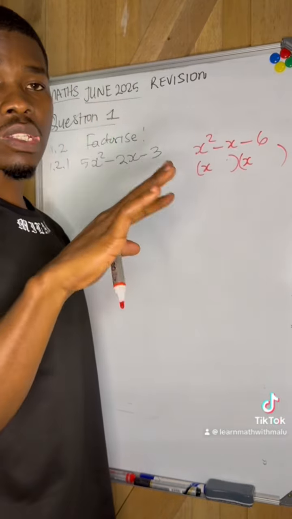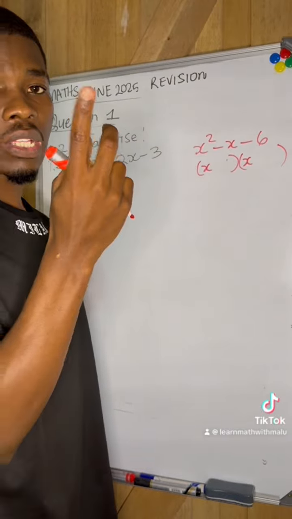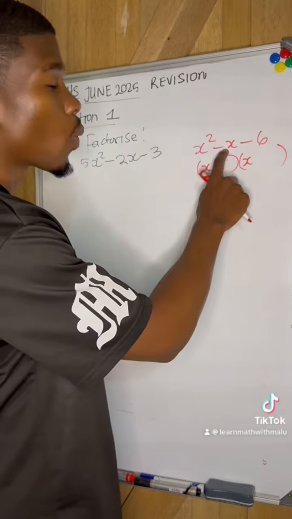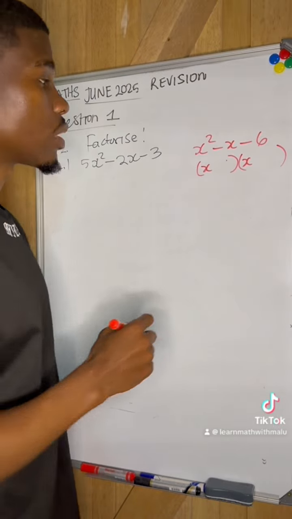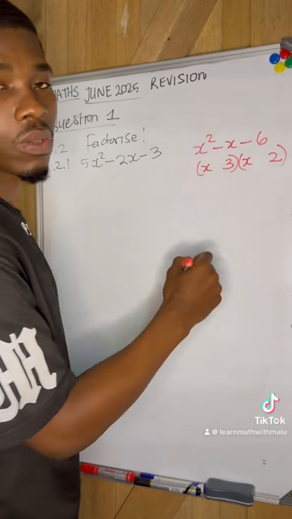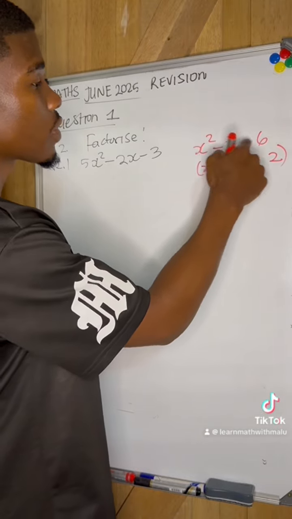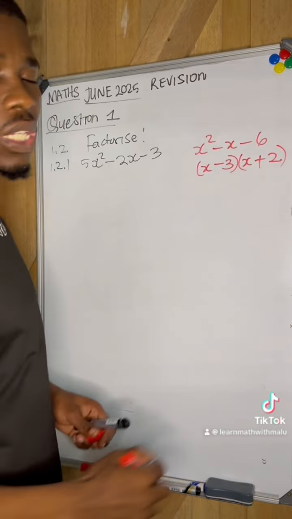Factors for 6 are 1 and 6, and 3 and 2. So it's only the 3 and the 2 that give me 1 if I add or subtract those two numbers. So big number on this side, small number on this side. Negative, positive times negative is negative; negative times negative is positive. So it's fairly easy doing this one.